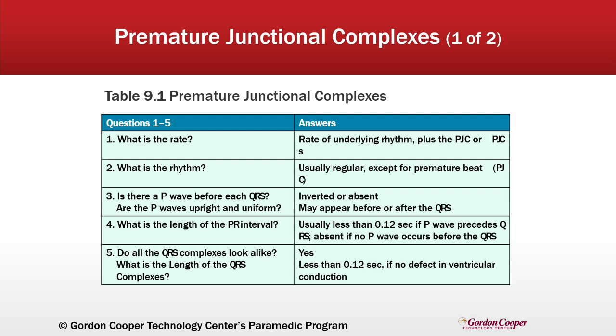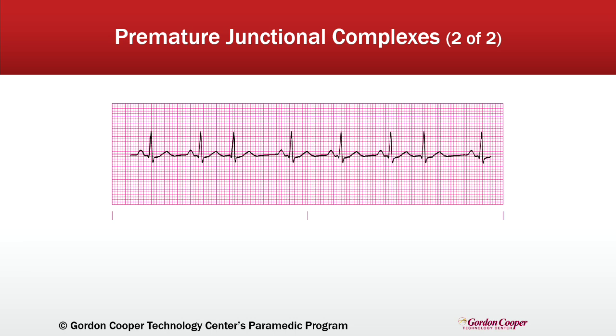And then the main difference we see, because of where it's being paced from, is within that P wave. We notice that it's inverted or absent. So that's because it's being initiated after the SA node, so it's having to go retrograde. Let's take a look at what something like that looks like.